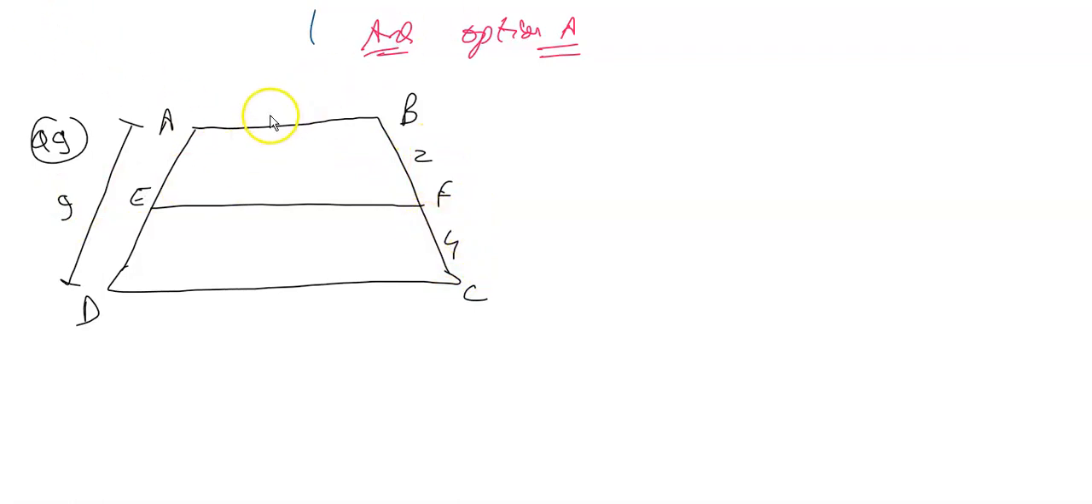So here we have been given that these three lines are parallel. So we can apply the basic proportionality theorem or the Thales theorem. So to apply that, we'll join first AC.